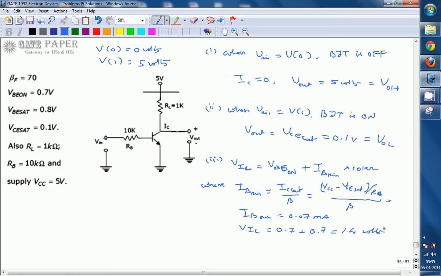Next, the fourth one is nothing but we are going to calculate VIH. Okay, so here we are going with the next, the fourth one, VIH. We are going to calculate VIH, that is the minimum acceptable input voltage as high voltage.